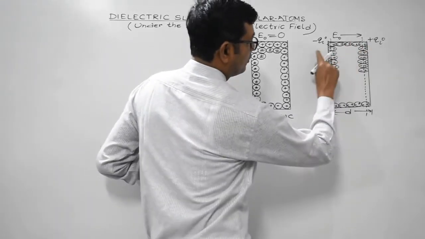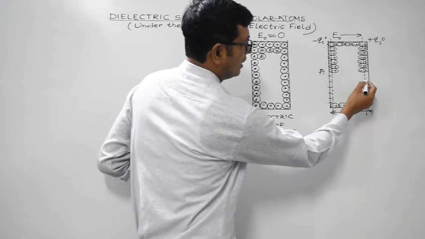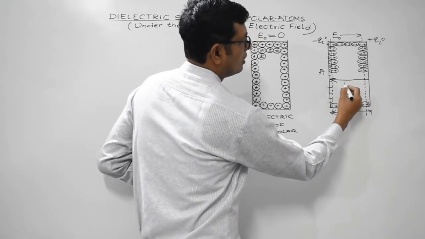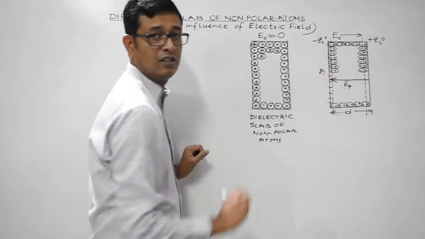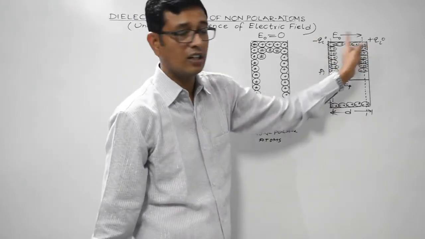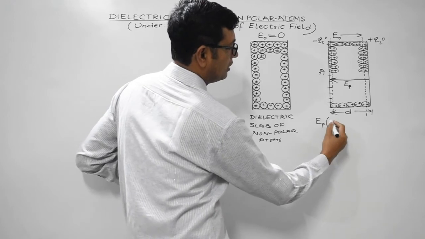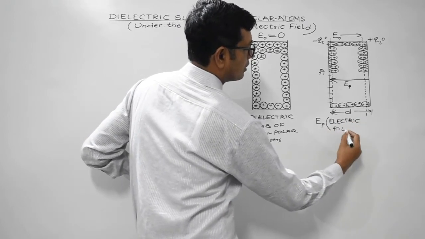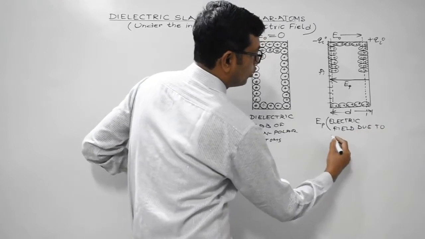As a result of these charges which get induced on its opposite faces, an electric field inside the dielectric is established, and obviously this direction is from positive to negative. So this electric field so developed due to these induced charges is known as the electric field due to polarization. EP is the electric field due to polarization.